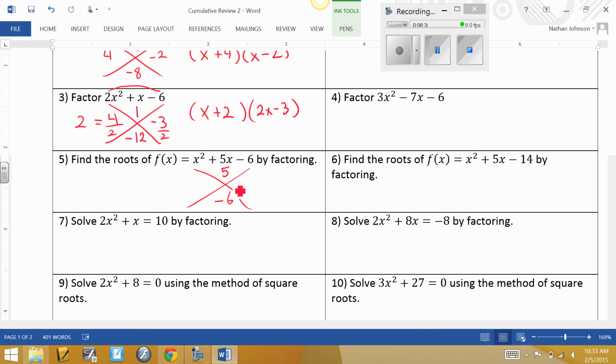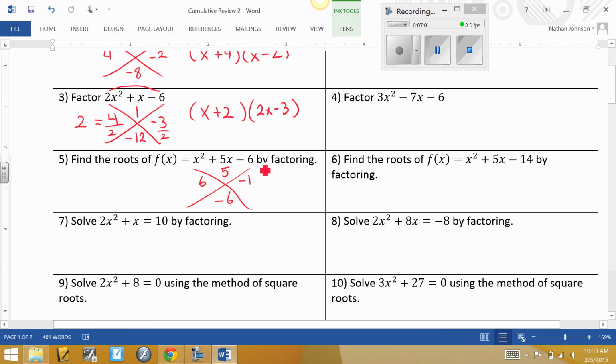For problem 5, we have another situation where we're going to factor, but this time we're asked to solve, to find the roots. So we're going to factor, but then we're going to actually go on to find the solutions. So I've begun the problem already. I dropped the 5, and I put a negative 6 in the bottom. I'm looking for numbers that multiply to give me negative 6, but add to give me a positive 5. Those numbers are 6 and negative 1.